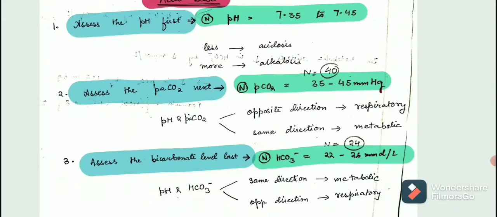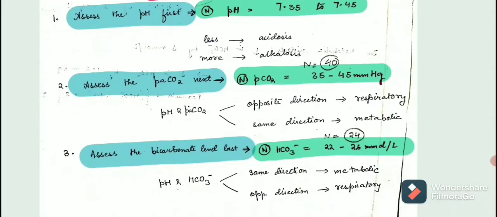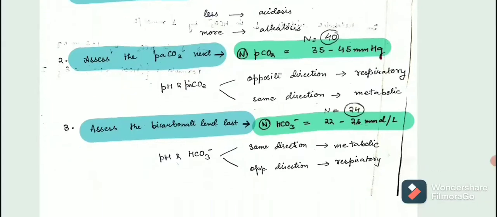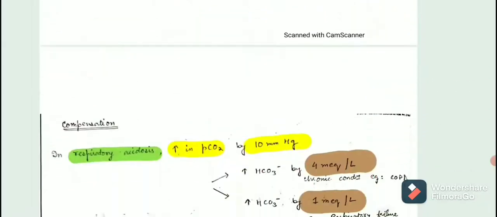Now if the problem is metabolic acidosis, we suppose, then there will be compensation. The compensation will occur, that is respiratory alkalosis. Now if the disorder is respiratory, that is respiratory acidosis, then the body will compensate it by causing a metabolic alkalosis. Now next we will see how this compensation works.